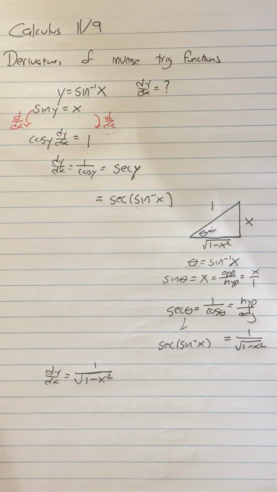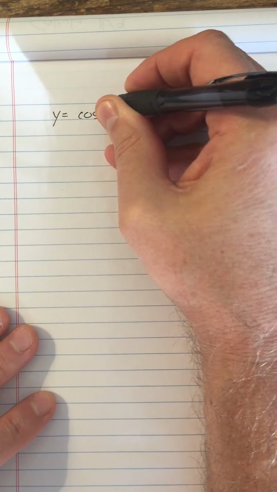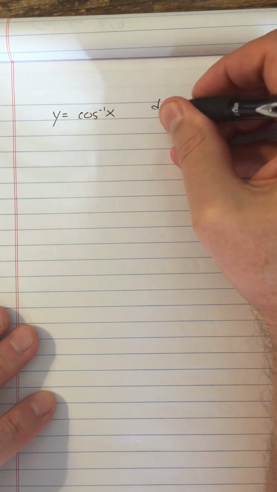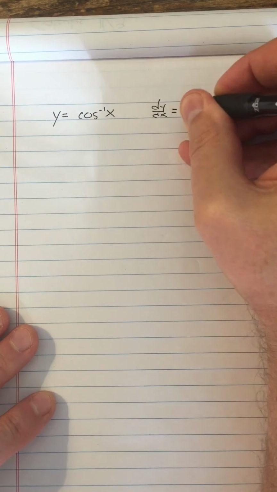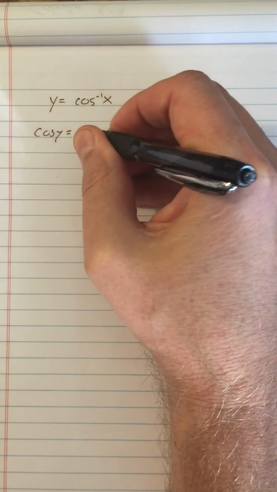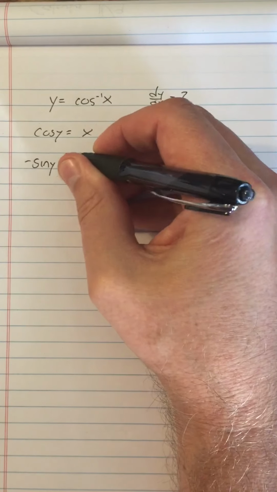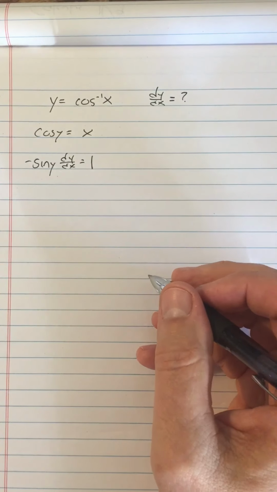All right, so let's go ahead and throw one more in here, which is y equals inverse cosine of x. And now what's dy/dx? So once you get this, you're going to start to see that you can do all the inverse trig functions the same way. So first we're going to rewrite it: cosine y equals x. Derivative of cosine is negative sine, so negative sine y times dy/dx for the chain rule equals 1. This is the derivative with respect to x on both sides.